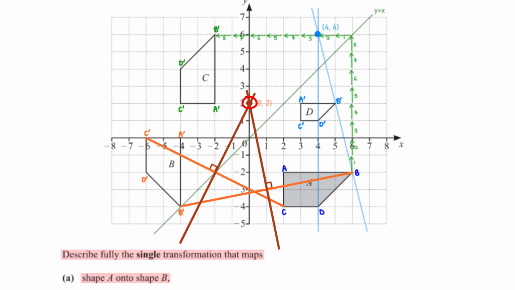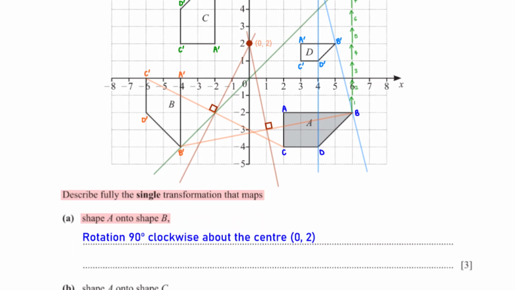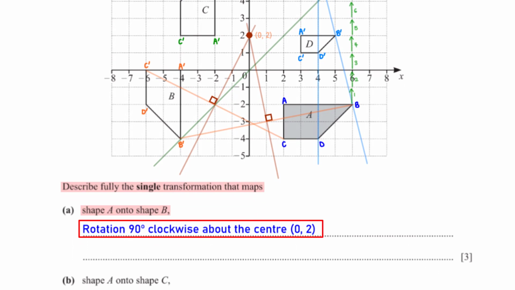In this case, the point has coordinates 0, 2, and so the full description for the transformation is rotation 90 degrees clockwise about the center 0, 2.